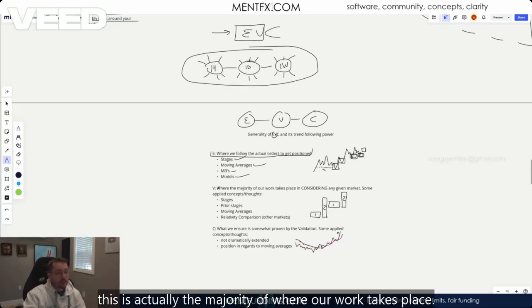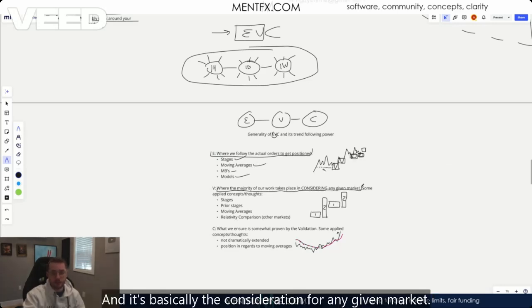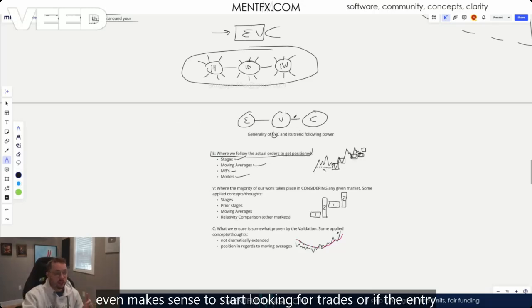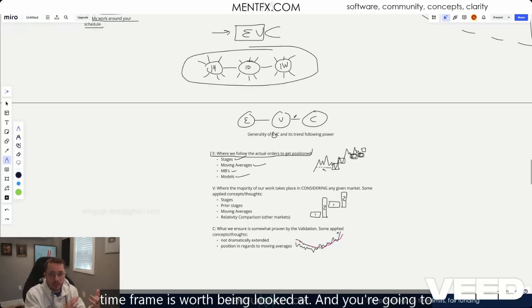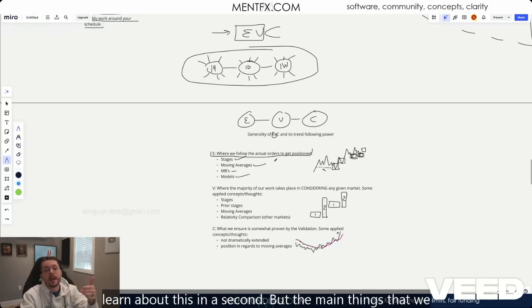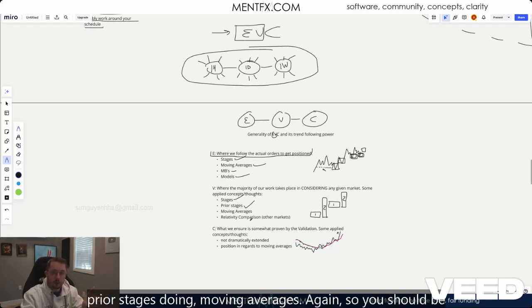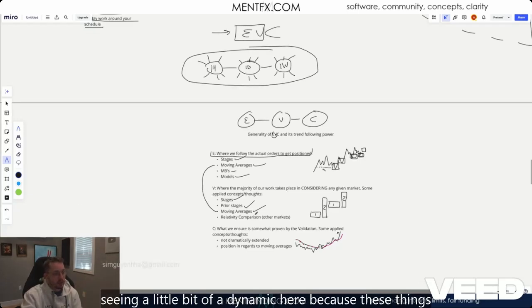For V, this is actually the majority of where our work takes place, and it's basically the consideration for any given market. It gives us the reason to look at the entry of any given market, right? So the V is the ultimate controller of whether it even makes sense to start looking for trades, or if the entry time frame is worth being looked at. And you're going to learn about this in a second, but the main things that we use on these are stages, prior stages, right? What were some of the prior stages doing? Moving averages, again, so you should be seeing a little bit of a dynamic here, because these things are going to become very important in a second.